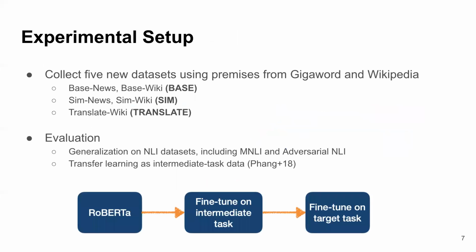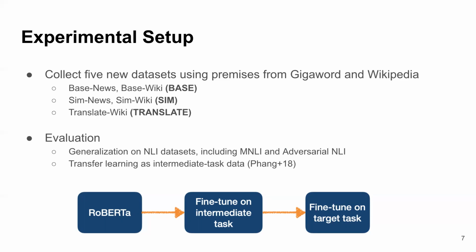For our experiments, we collect in total 5 new datasets using premises from GigaWord and Wikipedia. The first two, BaseNews and BaseWiki, are collected using the MNLI-style protocol, which we treat as baselines. For our new protocols, we collect SimNews, SimWiki, and TranslateWiki. Here, news refers to datasets collected using premises from GigaWord, while wiki refers to datasets collected using premises from Wikipedia.